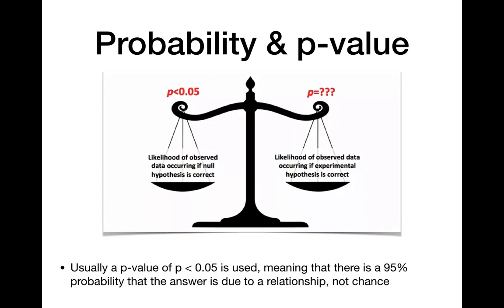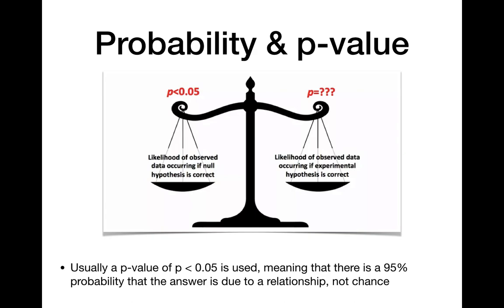Okay, so another way to look at this is if you have a p-value of less than 0.05, that means the likelihood of observing the data occurring if the null hypothesis is correct. Okay, remember we talked about null hypothesis earlier, but null hypothesis being there is no relationship.